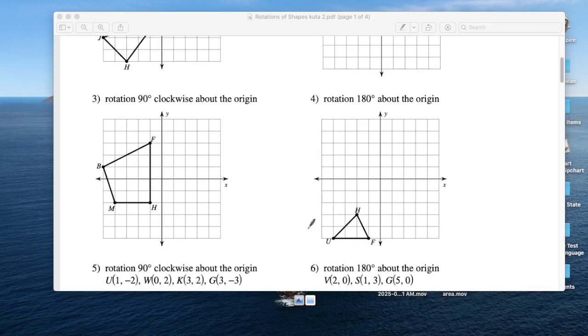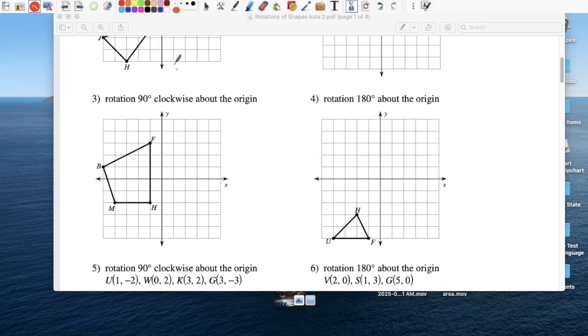90 degrees clockwise. So we're rotating this direction. Notice that we have 2 points in quadrant 2. So these two are going to go from this quadrant to this quadrant. These two, M and H, are going to go from quadrant 3 and they're going to be here. That's okay. So keep the rule.